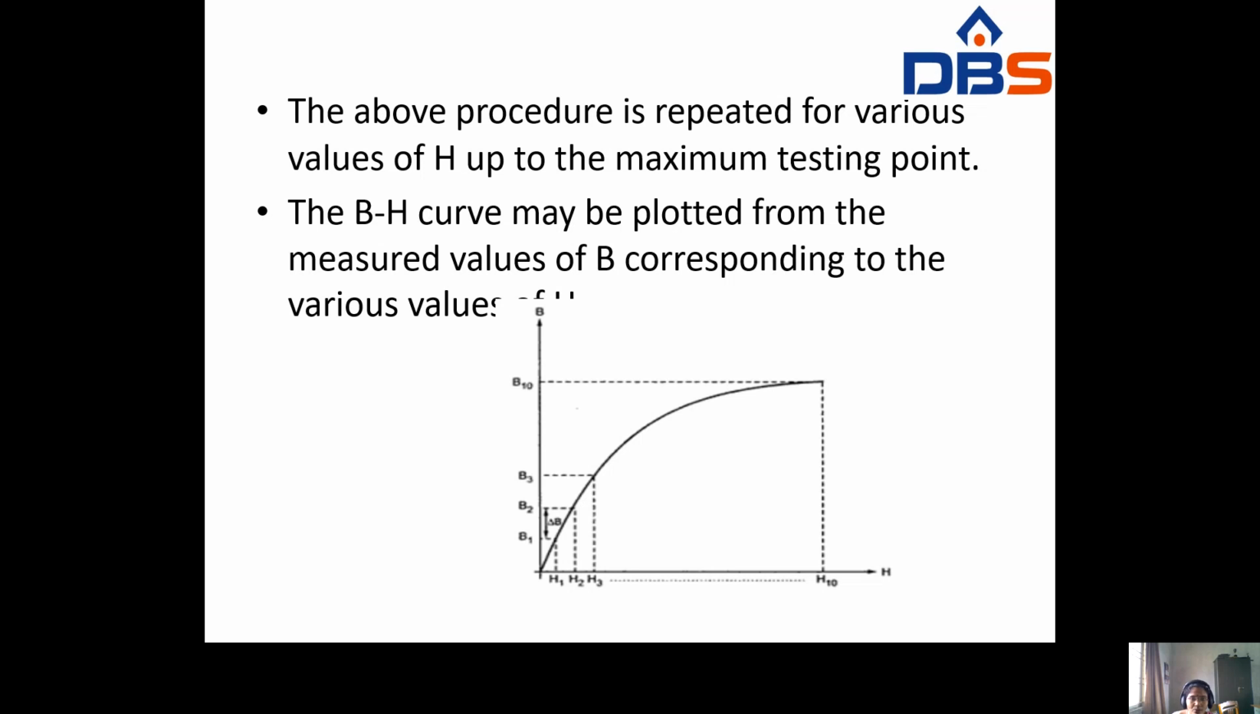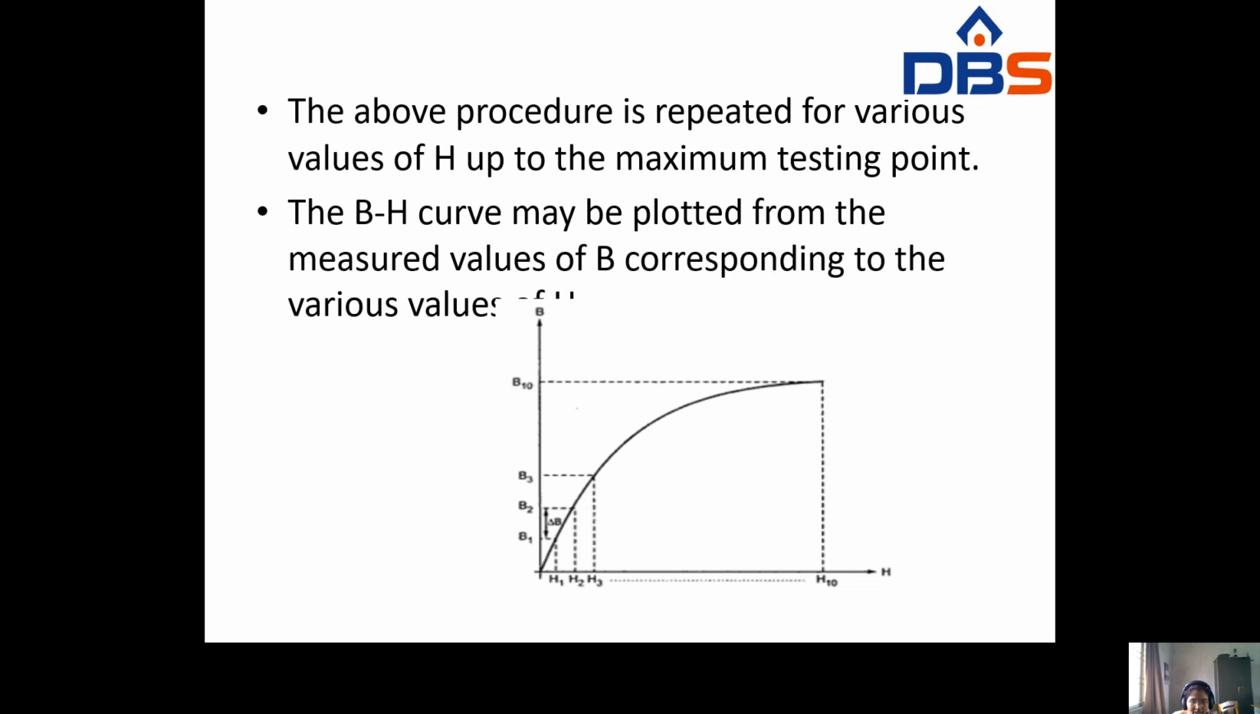So up to now, you have to repeat this procedure until you get the maximum testing point. At that point you stop repeating this procedure. Then the BH curve may be plotted from the measured values of B corresponding to the values of H. So you get different values of flux density and similarly different values of magnetic field intensity or field strength.